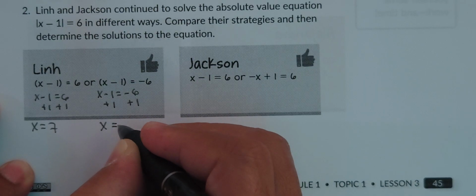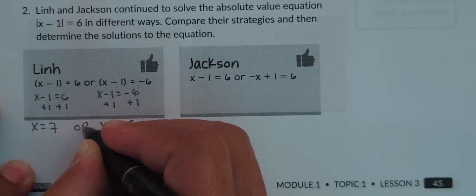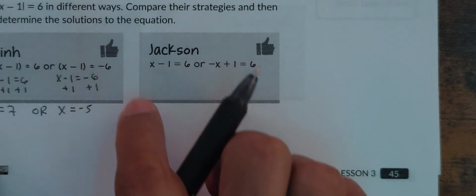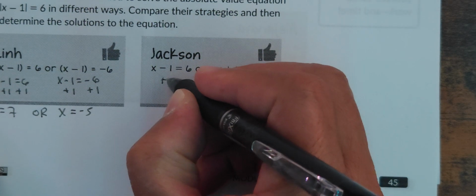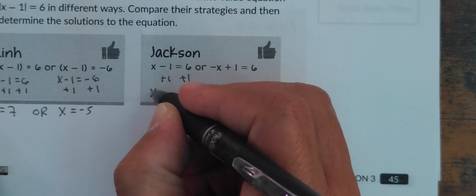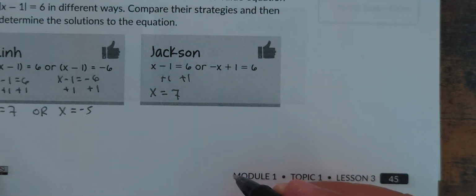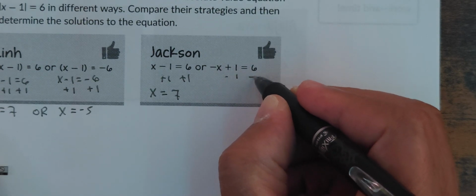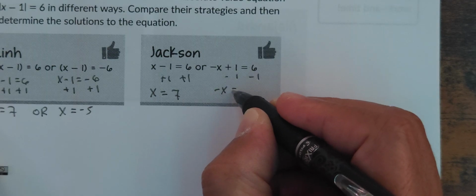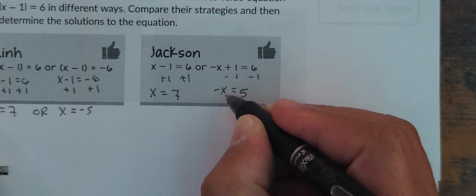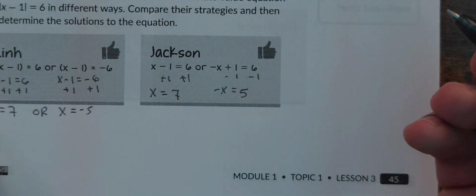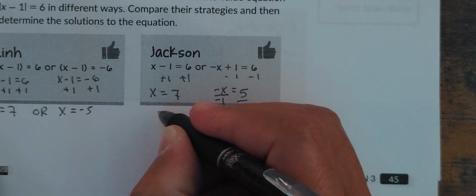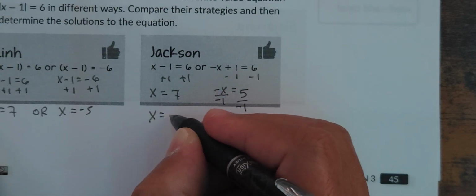So then I find that x equals negative 5. So these are Lenz's solutions. Okay, let's see what Jackson did. Jackson, so for this one, you would add 1. So then we have x equals 7. And for this one, you would subtract 1. So then you have negative x equals 5. But then we don't want negative x, we want positive x. There's a negative 1 implied, so we divide by negative 1. So then the solution for him is also negative 5.